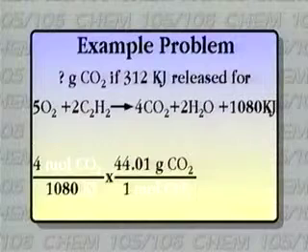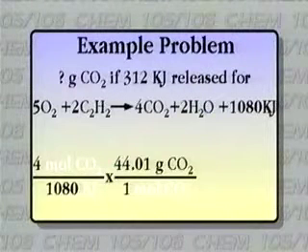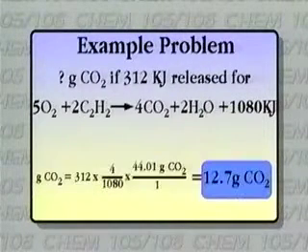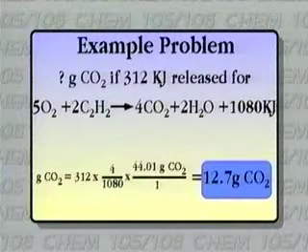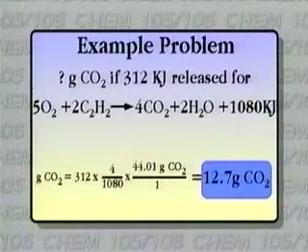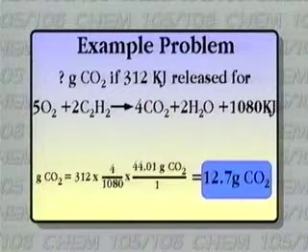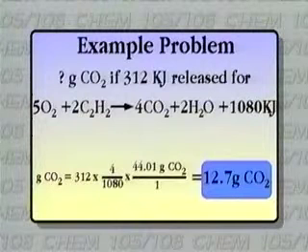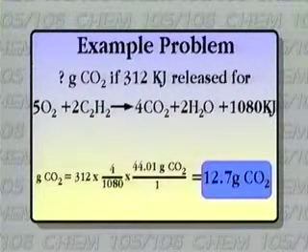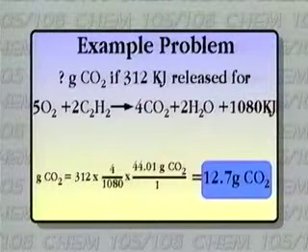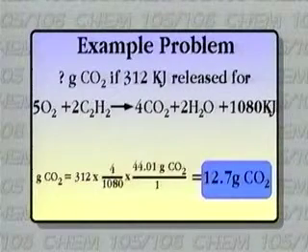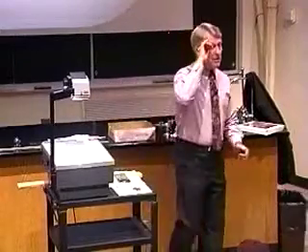Notice that we now have grams on both sides. Again, the problem is properly set up. Well, let's see what we get quickly for an answer here. We have 312 divided by 1080 and multiplied by 44.01, and we have an answer of 12.7 grams of CO2 would be produced in releasing then the 312 kilojoules of energy. Any question on that one? Yes, a question back there.